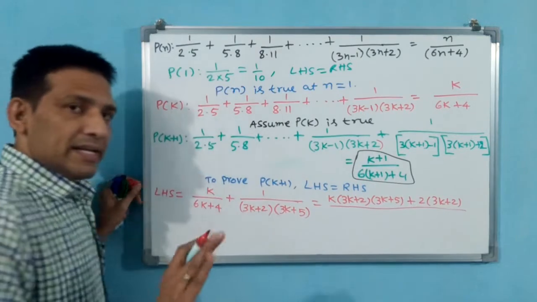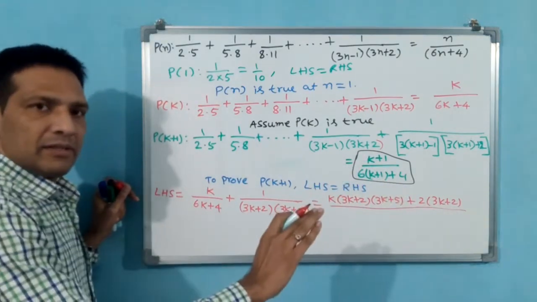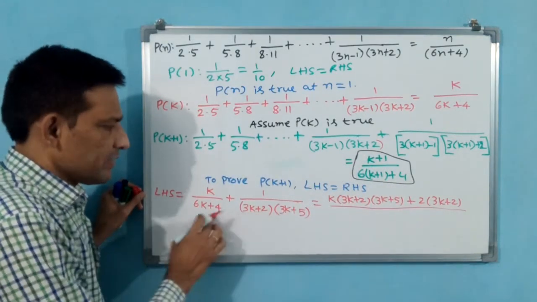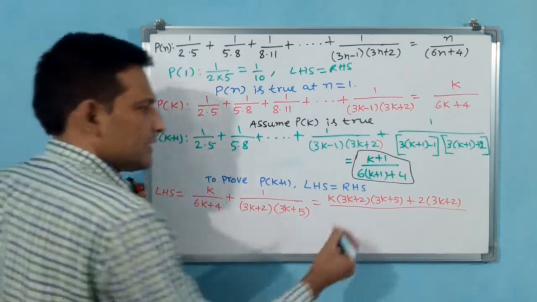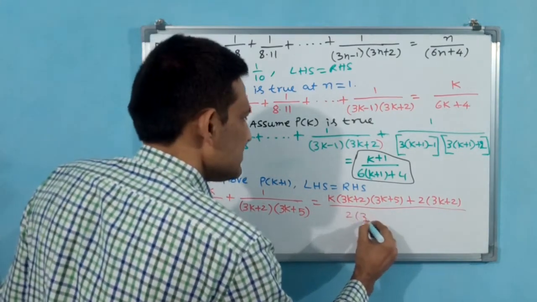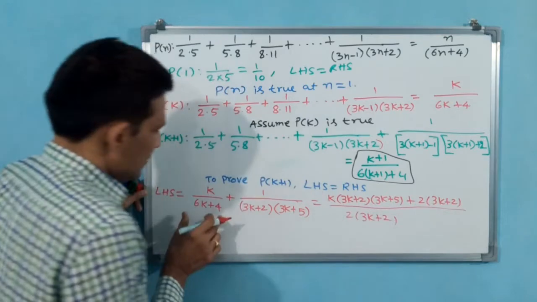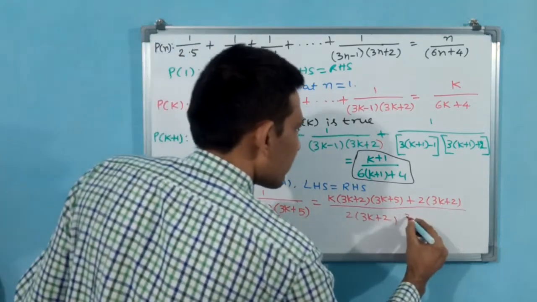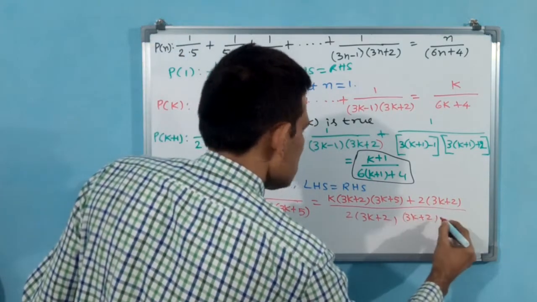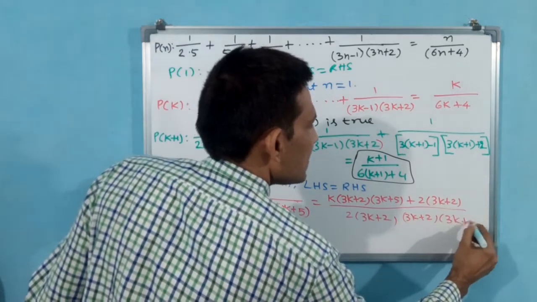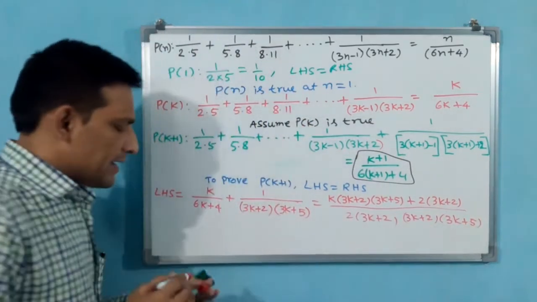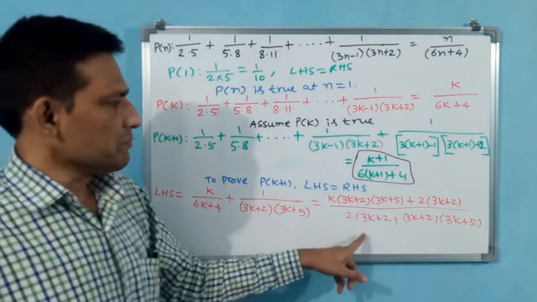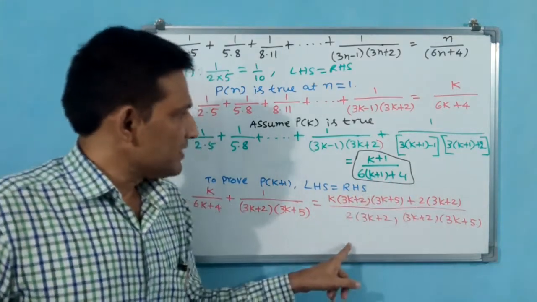See, now we have not taken LCM. We have to cross multiply. Cross multiply means, even though 3k plus 2 into 2 is there, again you have to write. You write 2 into 3k plus 2. This one over, again this one, 3k plus 2, 3k plus 5. Now, the entire thing depends on this simplification. Simplify this and bring this.